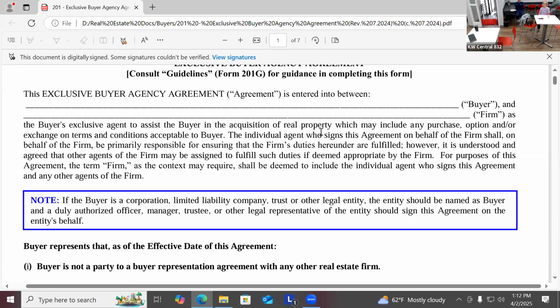The firm, obviously, that is us, as well as any LLC or firm that you may be operating under as well. So for example, on my buyer agency agreement and on my listing agreement, I put Ward Real Estate Group at Keller Williams Central.